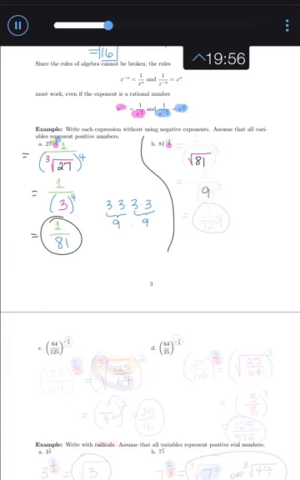Now, I can't ignore the regular exponent, the 3 on the top, which tells me I need to cube that. Now, you would not be expected to know what 9 cubed is off the top of your head. What is 9 cubed? 9 cubed is 9 times 9 times 9, which using my calculator is 729.